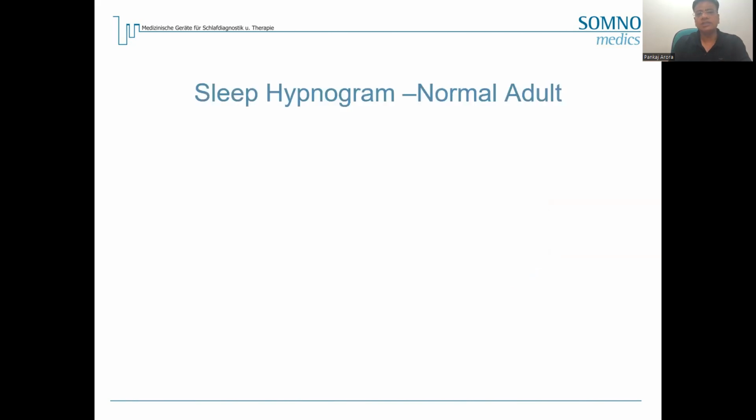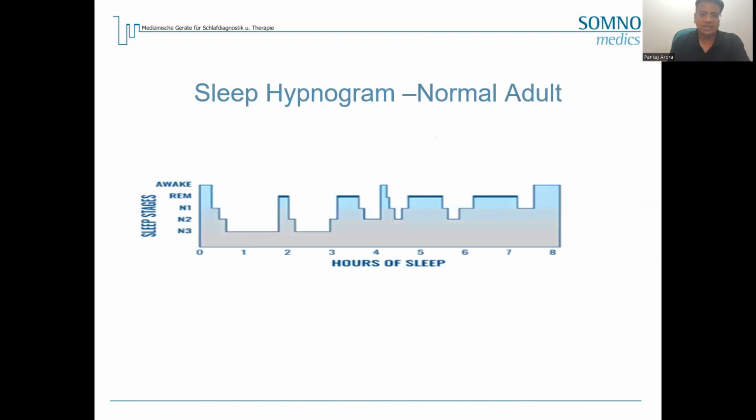Now I will show the sleep hypnogram of a normal adult, which looks like this. This is 8 hours of sleep, where you can see the patient was awake, then went into N1 and then N2, then was for a longer time in N3, then came back to REM, then jumped back to N2, then came back to N3, and again was longer in N3.